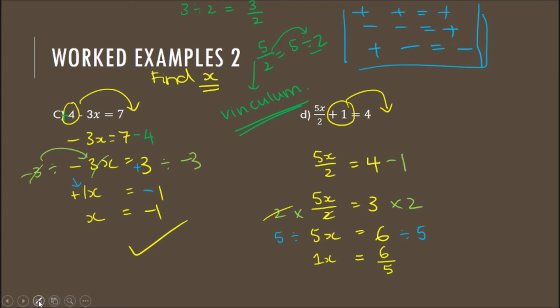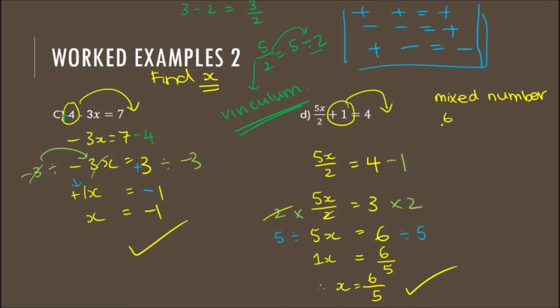Now, like I said, you do not write this in your answer. You must write, therefore x equals 6 over 5, and that would be your answer, unless the question asked for a mixed number, then you would have to convert it.